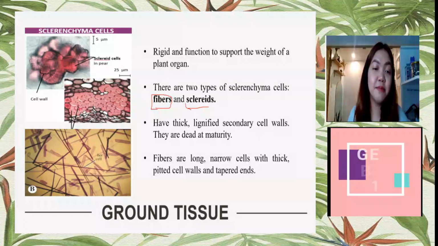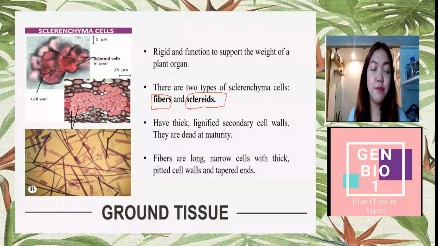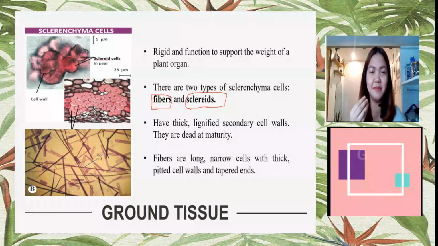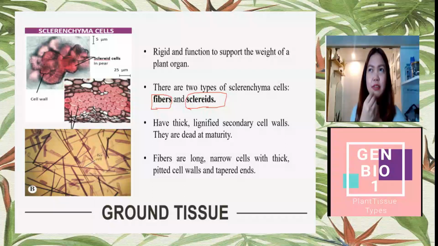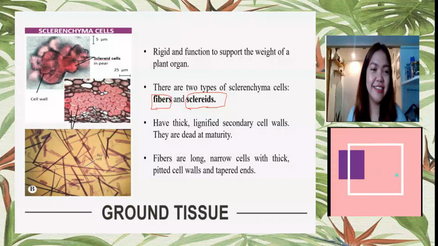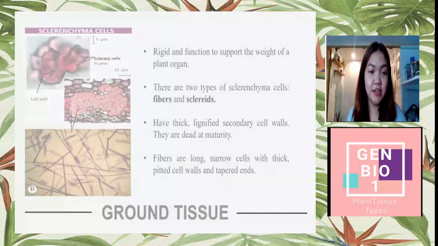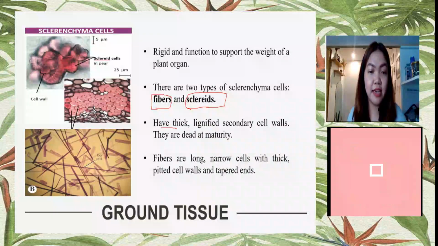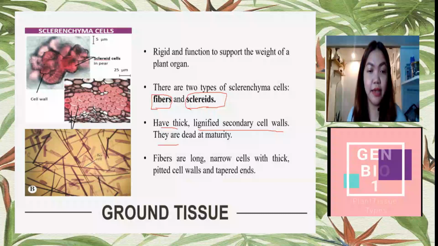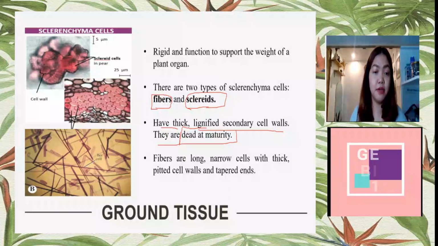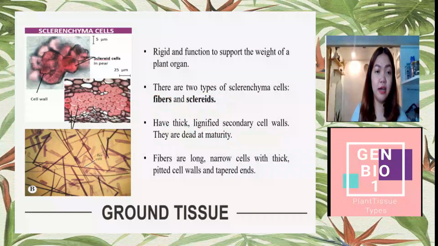And sclerids naman, we can observe it when we eat your pear. Diba yung pear, meron siyang parang grainy texture. So that's your stone cells. So that's your sclerid. Wait, I forgot. So your sclerenchyma also have a thick lignified secondary cell wall. So they are dead at maturity. So they are dead compared to those two. Yung those two kasi, they are still living. Pero kasi ito, dead na siya.